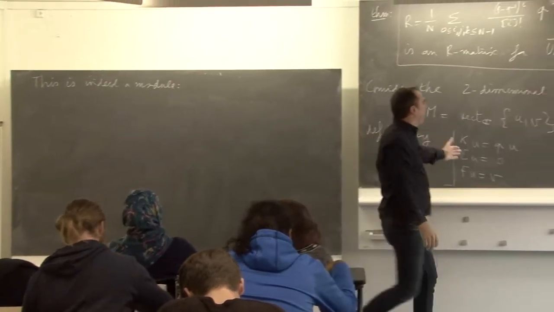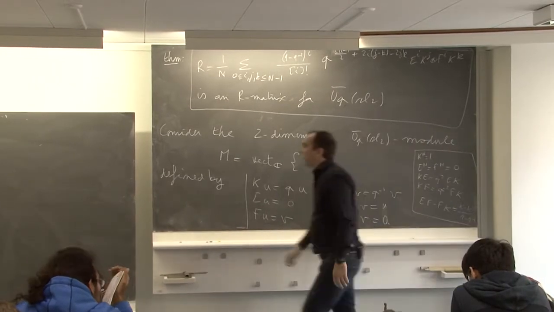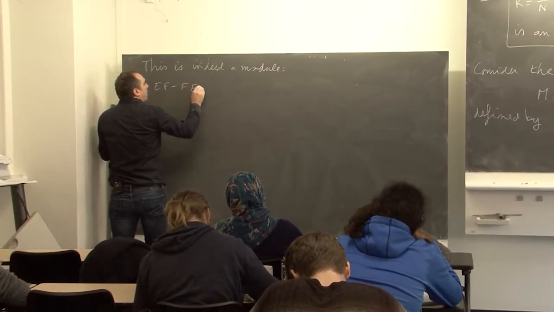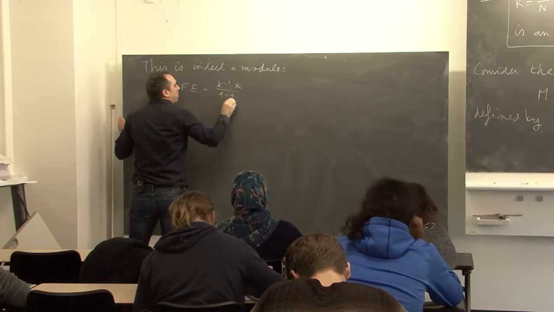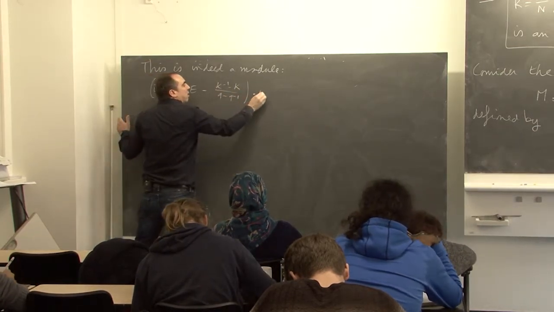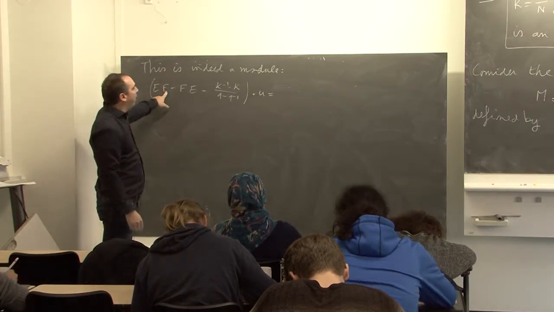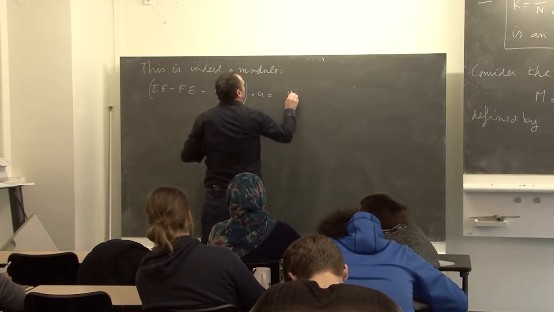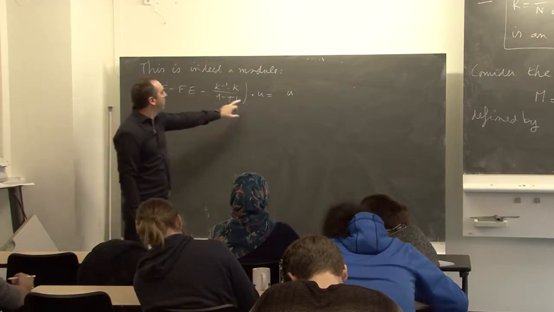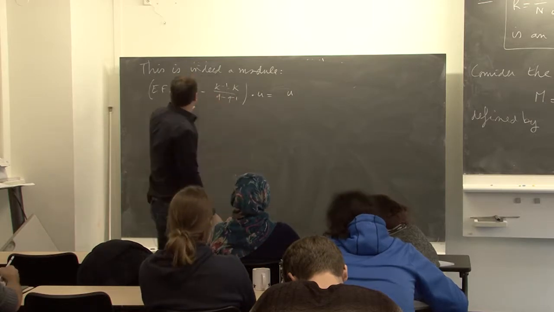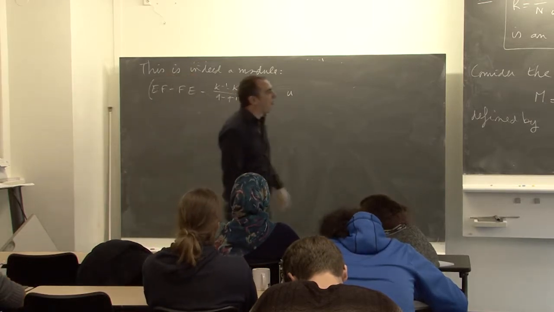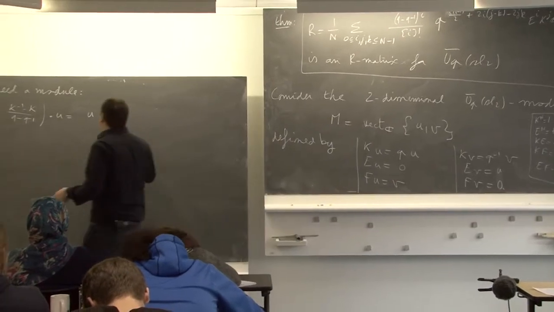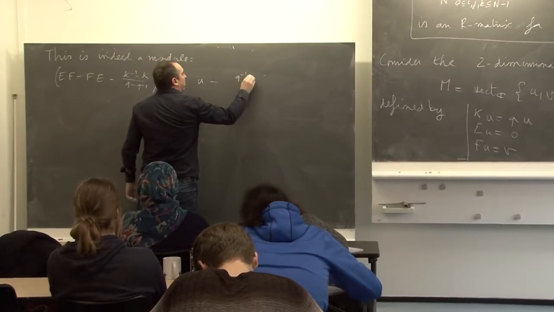So what do you have, for example, to verify that the relations are true? For example, EF minus FE minus (K minus K inverse) over (Q minus Q inverse). When you act on U, what do you obtain? FU is V and EV is U. Take U. No, EU is 0, so this one is 0. K inverse U is Q inverse U, so minus Q inverse U.